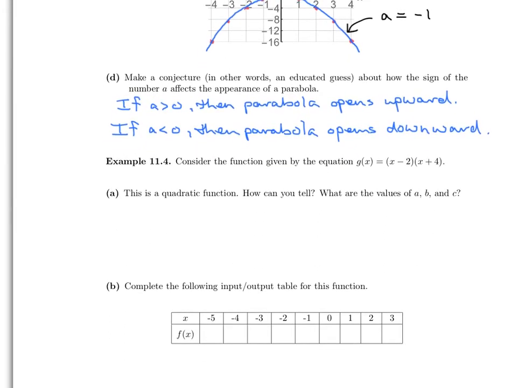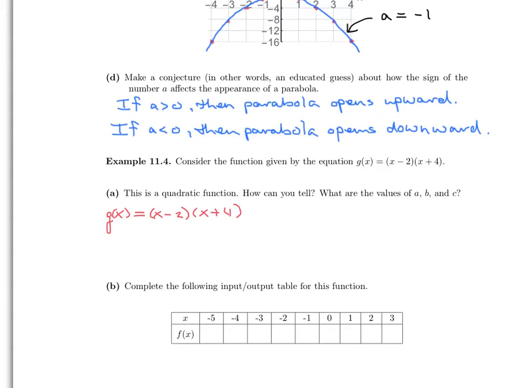Okay, let's continue on. Let's look at example 11.4. Consider the function given by the equation g at x equals x minus 2 times x plus 4. Let's look at part A. This is a quadratic function. How can you tell, and what are the values of a, b, and c? Well, let's rewrite this function. We have g at x equaling x minus 2 times x plus 4.